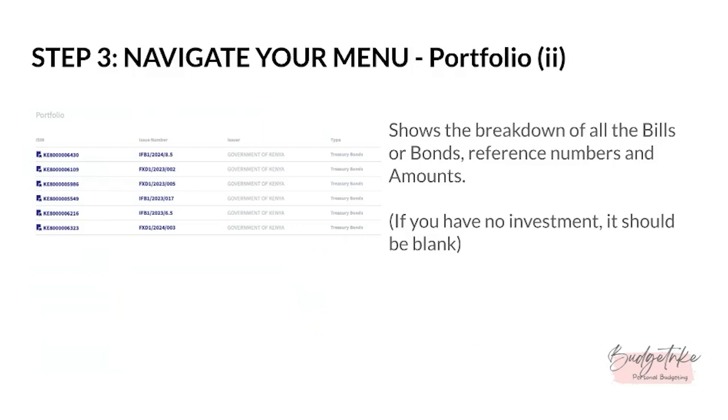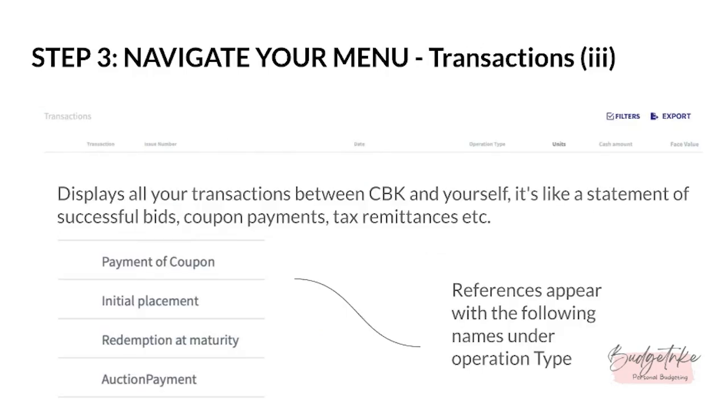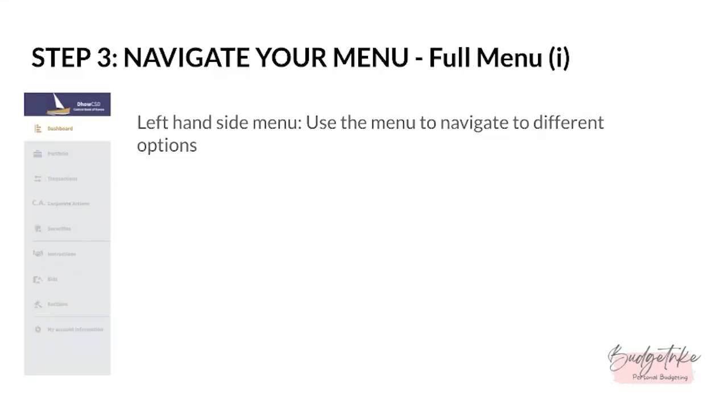And then this other ISIN, that's the reference number that CBK gives. Issue number is the issue number that they give to us. So as we know it as this, CBK knows it with this other reference number. But it's just an identifier for them, I think. Then you navigate to the next part of the menu, which is transactions. So we've moved from the dashboard to portfolio, and now we are going to transactions.